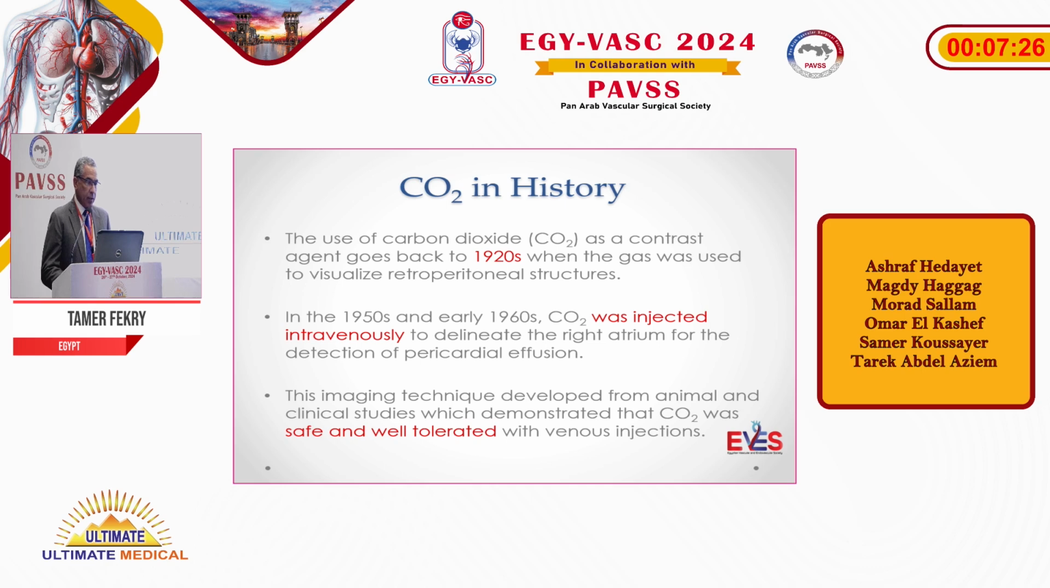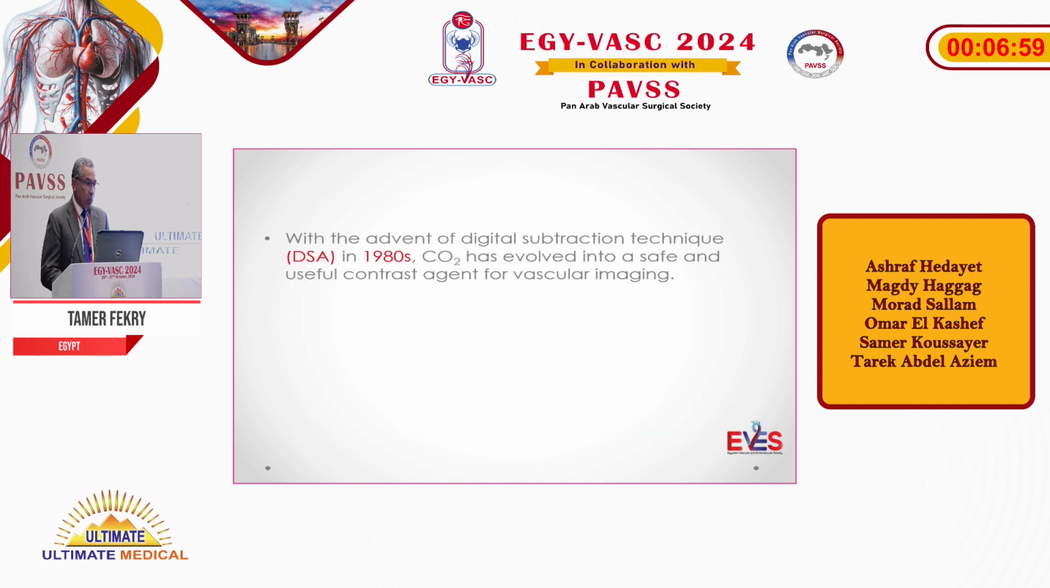So in history, CO2 use started in the 1920s for visualization of retroperitoneal structures. In the 1950s and 60s, it was injected intravenously to visualize pericardial effusion into the right atrium. This imaging technique developed from animal and clinical studies which demonstrated that CO2 is very safe and well tolerated. And with the advent of DSA in the 1980s, there was an evolution of CO2 use.